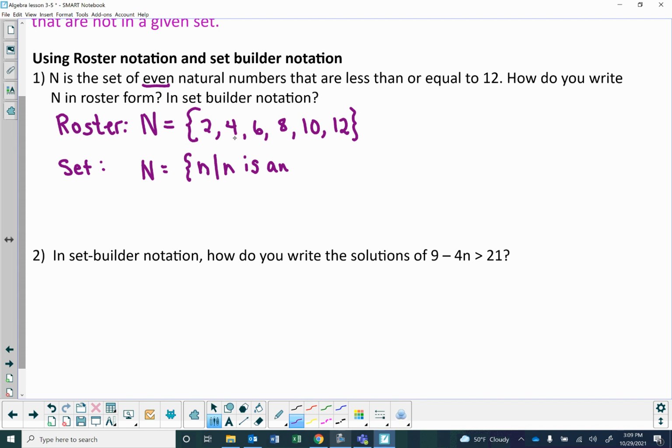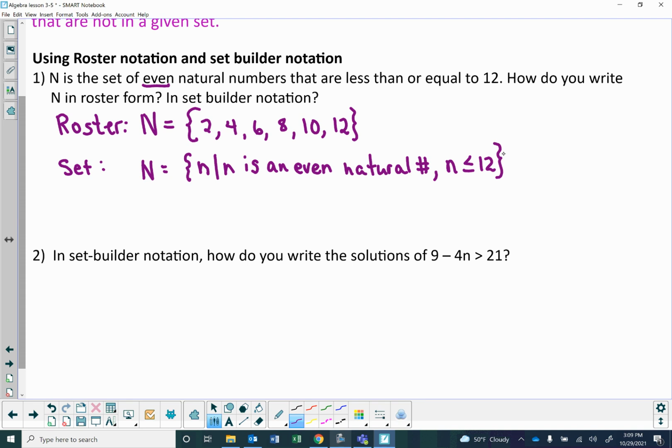And you could use x if you wanted to use x. You just have to be consistent with it. An even natural number, and I'm going to abbreviate number. And I also have to tell you that it's less than or equal to 12, so I'm going to use the inequality symbol there. N is less than or equal to 12.